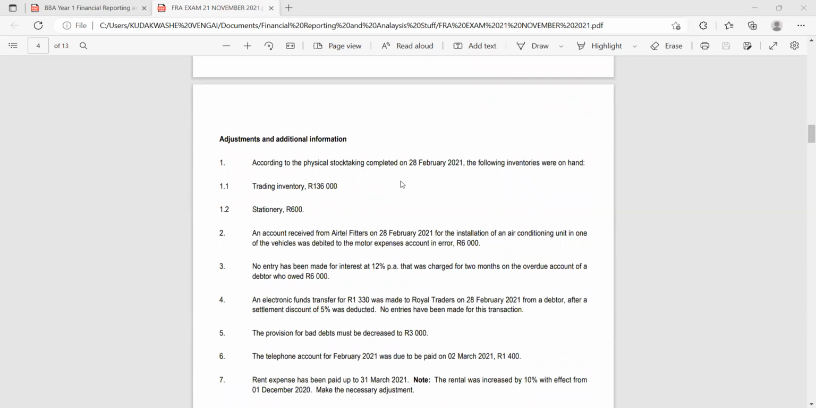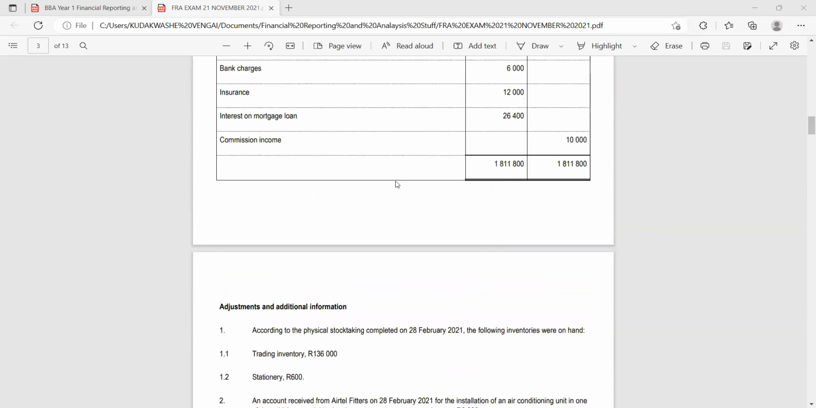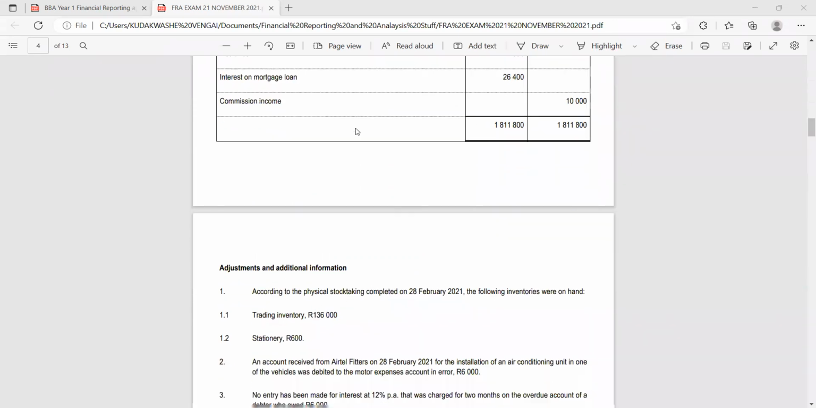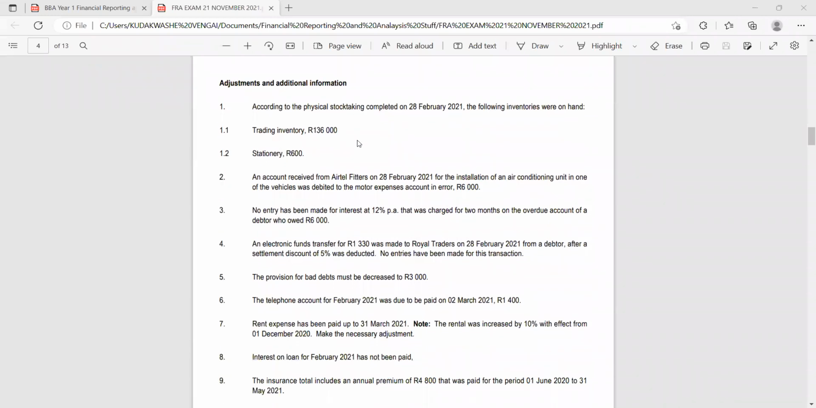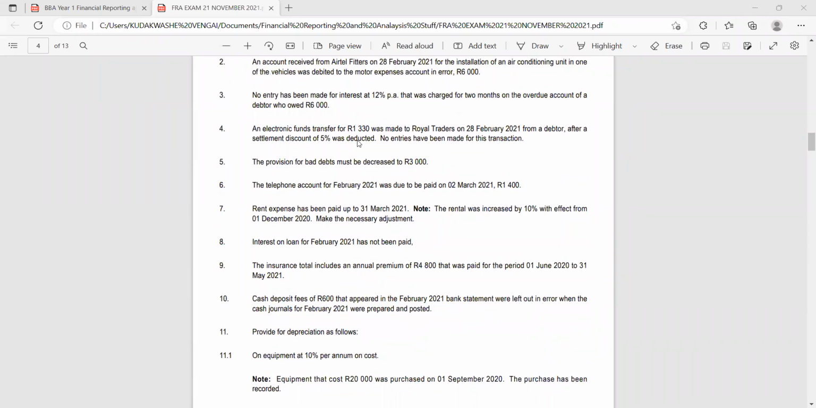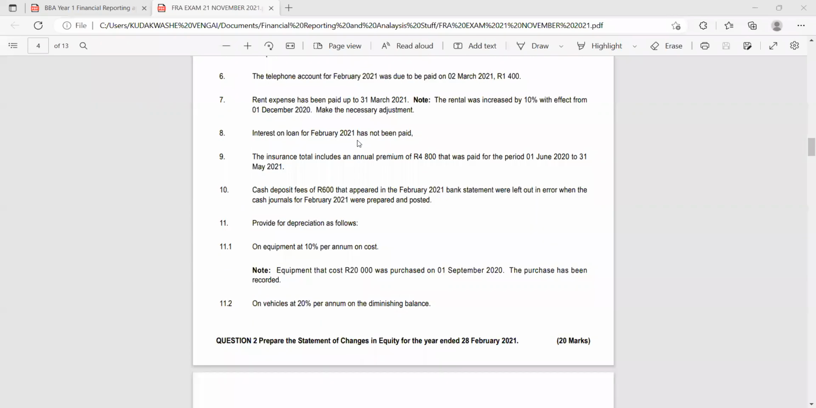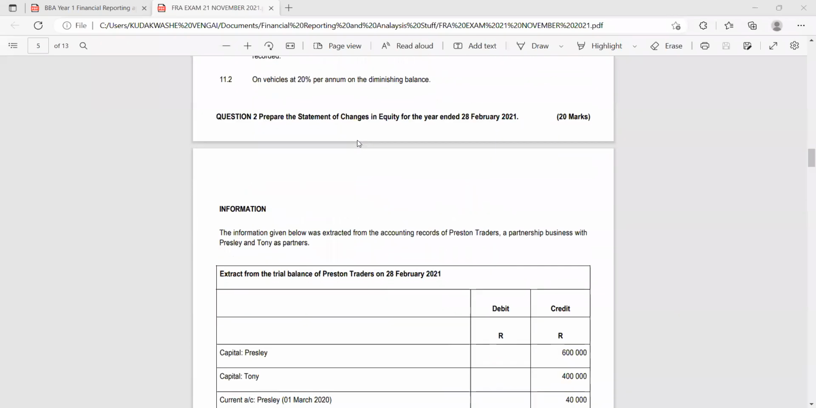So during the course of the semester, I'll be teaching you how to interpret each of these figures so that you know where you put insurance, how you adjust the payments that will be made, and so on. And how you take care of the additional information provided so that you can prepare your statement of comprehensive income. So you see, number 2 here, it says prepare a statement of changes in equity.